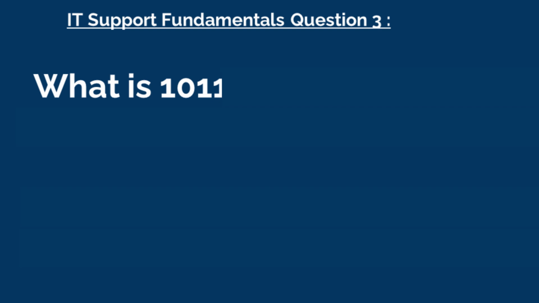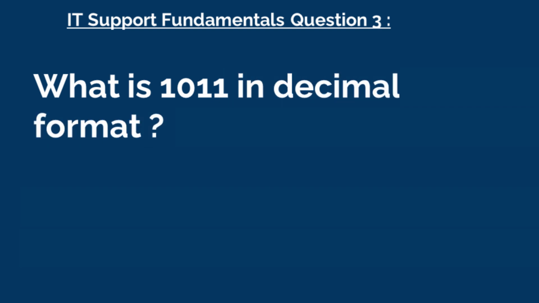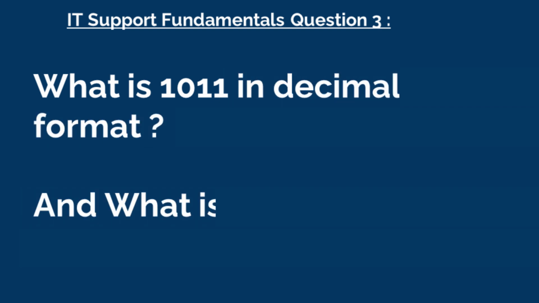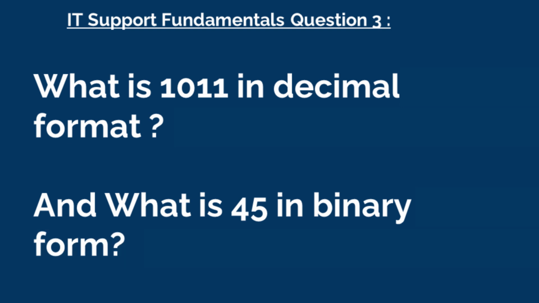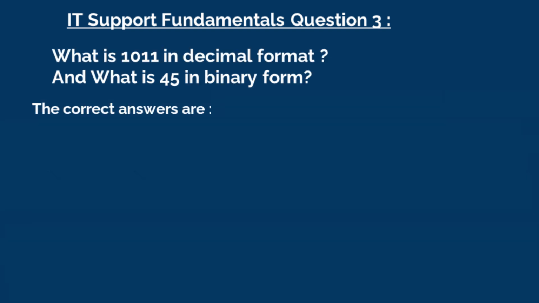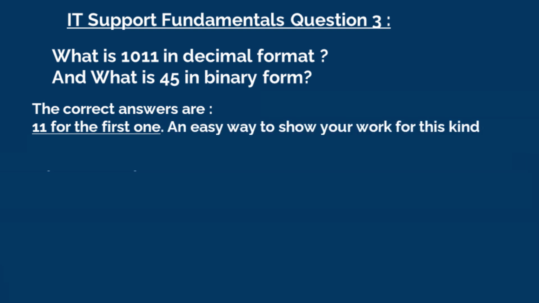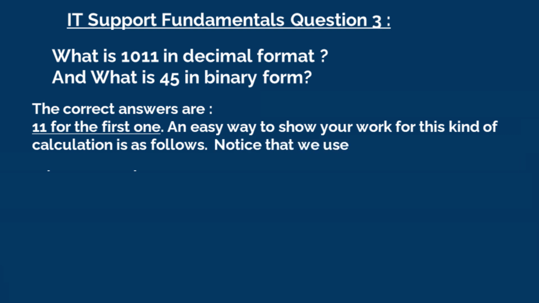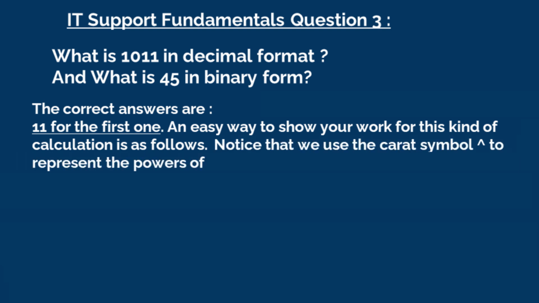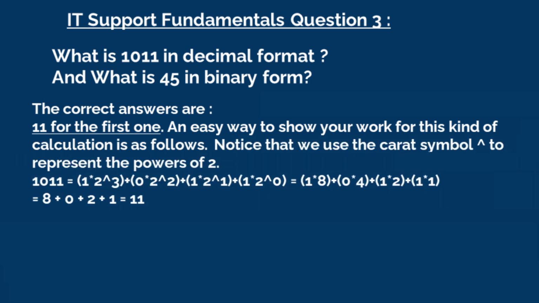Question 3. What is 1011 in decimal format? And what is 45 in binary form? The correct answers are 11 for the first question. An easy way to show your work for this kind of calculation is as follows. Notice that we use the caret symbol to represent the powers of 2.